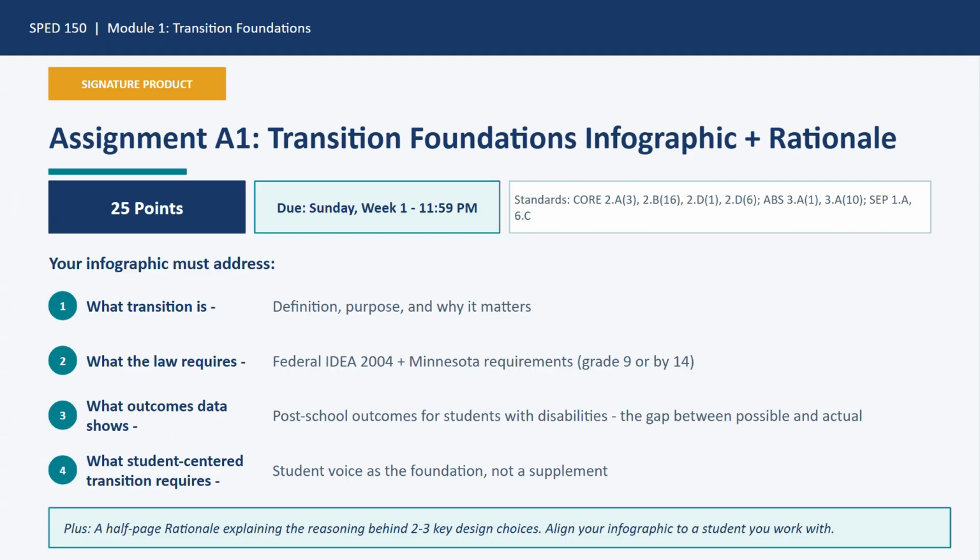The standards alignment for this assignment is listed on the slide. If these codes are unfamiliar to you at this point, that's fine. We can return to them throughout the course.